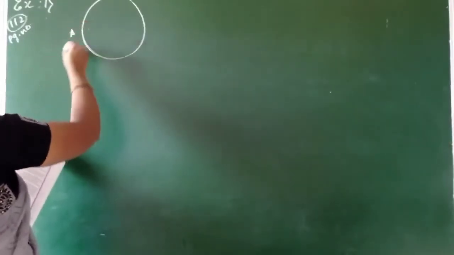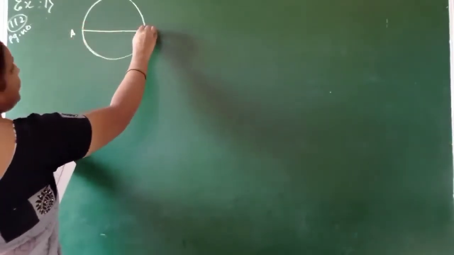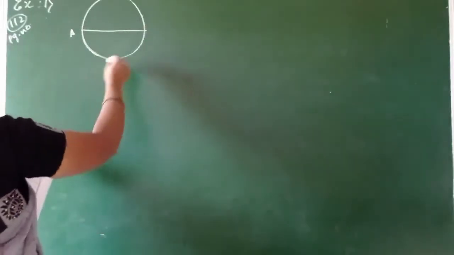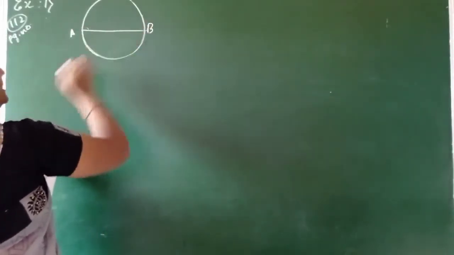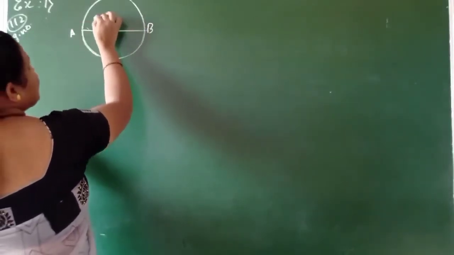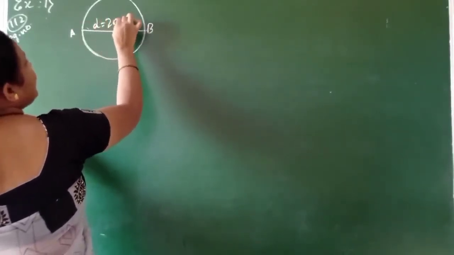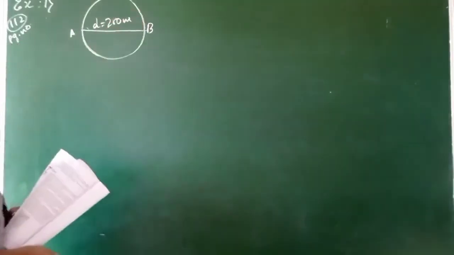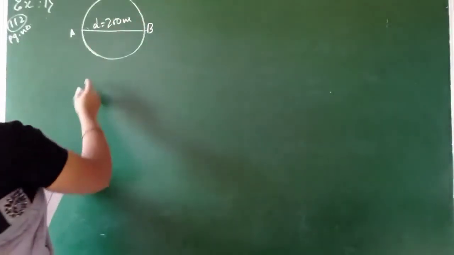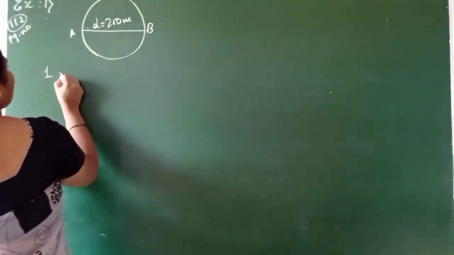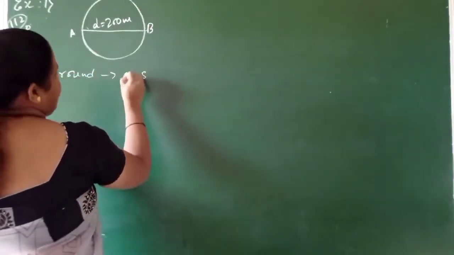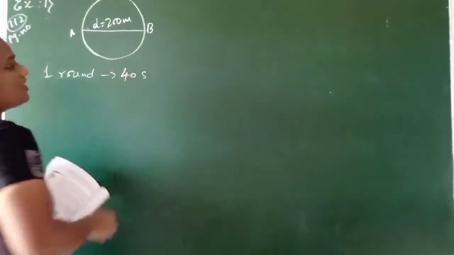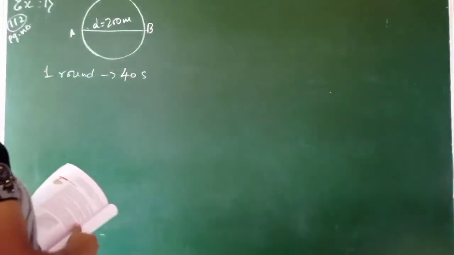Let us assume this is the initial point, and the diameter, sorry, and this is B. And what is this length, children? The diameter is given as 200 meter. And in how much time is he completing one round? For one round he is taking 40 seconds of time. Isn't it, children? How much is he taking? 40 seconds of time.